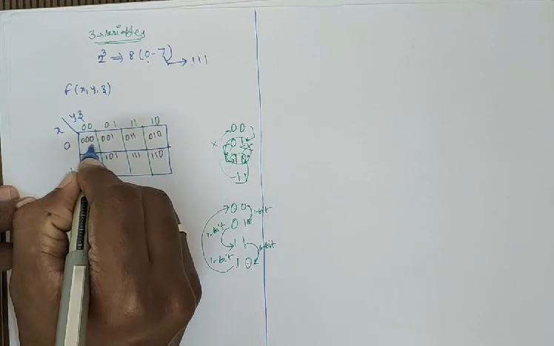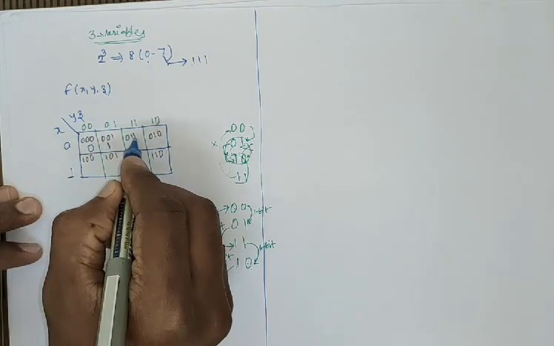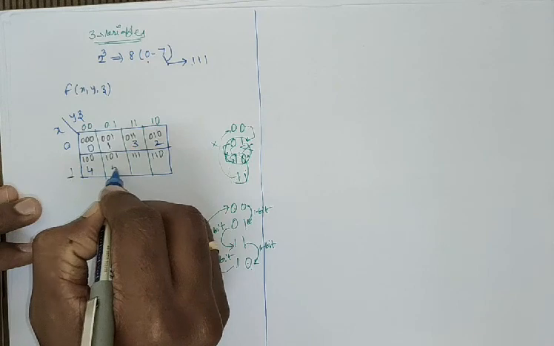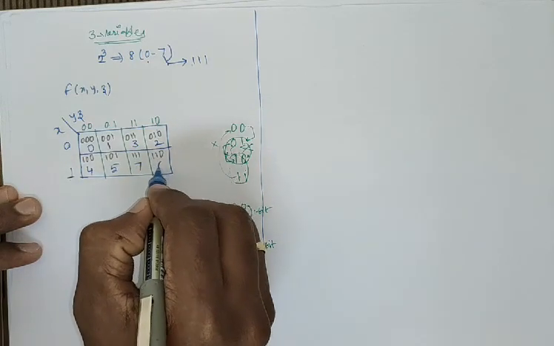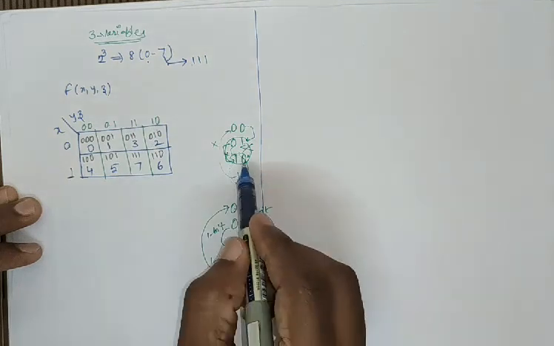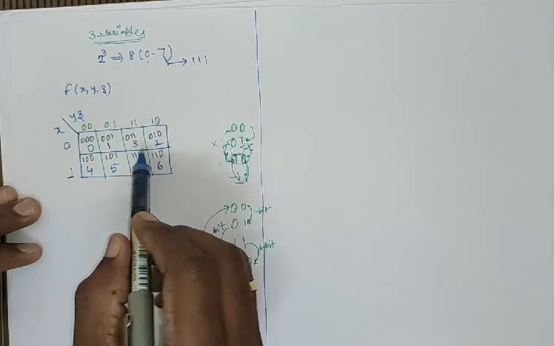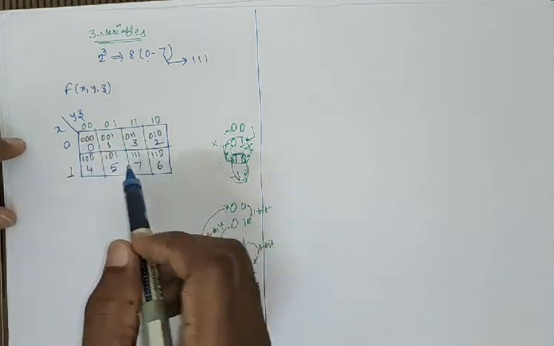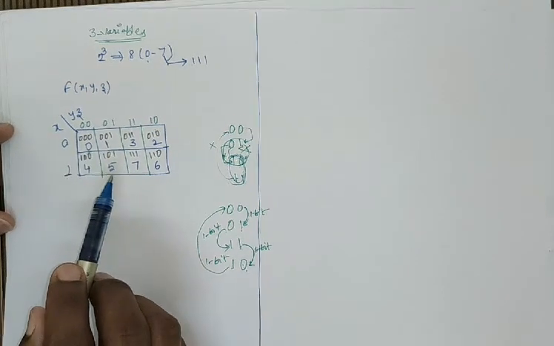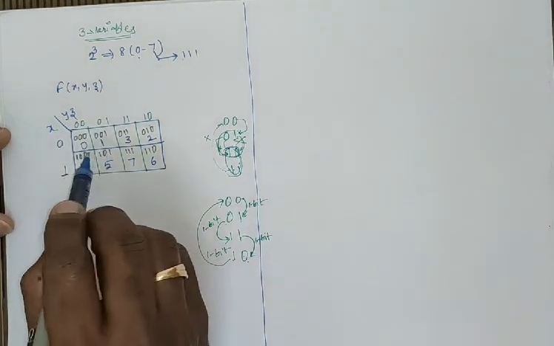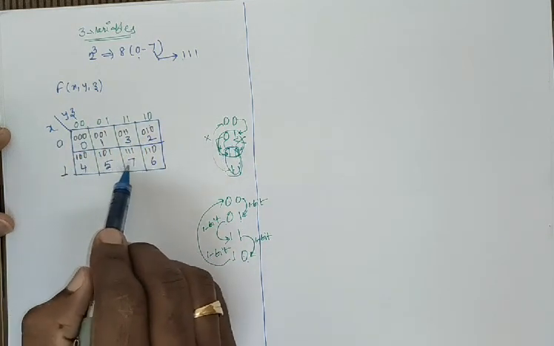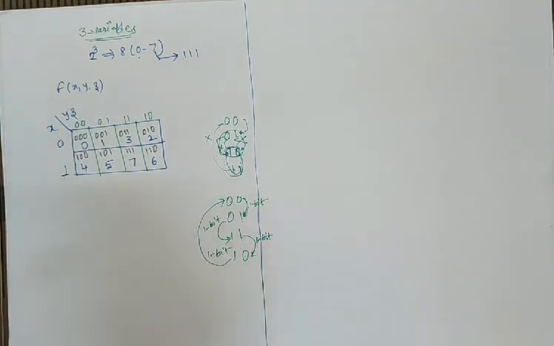000 is position 0. 001 is position 1. 011 is 3. 010 is 2. 100 is 4. 101 is 5. 111 is 7. 110 is 6. Here, when the two positions are interchanged, the decimal numbers are also interchanged, these two rows and these two columns. So these are the positions in a three-variable K-map. Everyone understand? That's why you can represent 0 1 3 2 and 4 5 7 6.